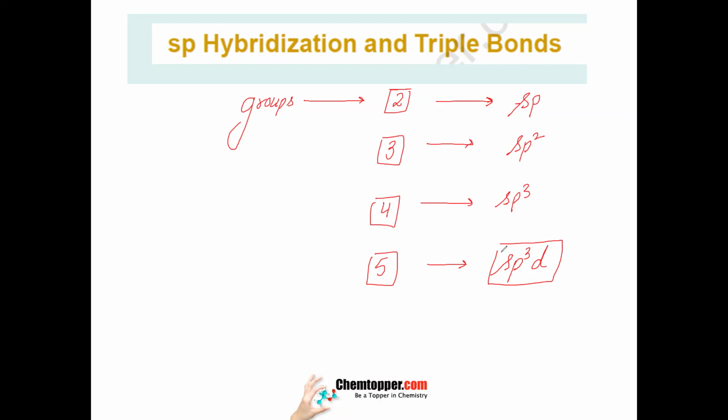Is it okay? If groups are 6, then what is the hybridization? If you have understood this, you can answer this. I need 6 orbitals. Yes, very good. sp3d2.